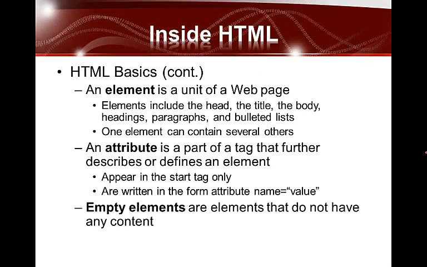An element is a unit of a web page defined by start and end tags. Elements include the head, the title, the body, headings, paragraphs, and bulleted lists. One element can contain several others. An attribute is part of a tag that further describes or defines an element, which consists of the attribute type and the value for that attribute. It appears in the start tag only, and they're written in the form of attribute name equals whatever that value is in double quotes. Empty elements are elements that do not have any content.